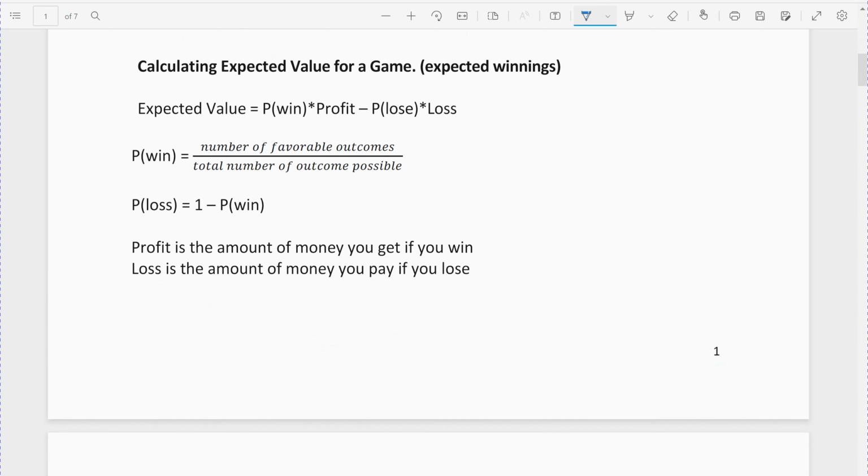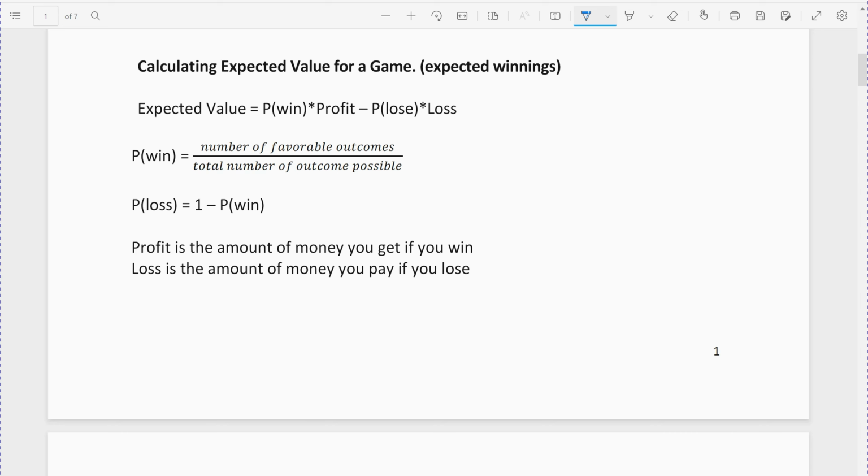So, calculating the expected value for a game. This is the expected winnings when you play a game of chance. If you're going to play a game of chance, you're expected to win this amount or lose this amount based on the probabilities. All right, so the expected value, which again is based on the probabilities and the long run, meaning if this is done a lot of times by the same person or by a bunch of different people.